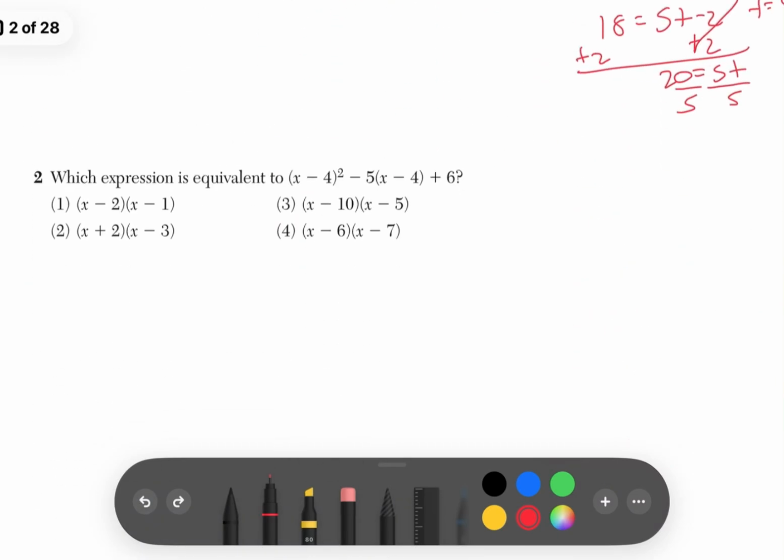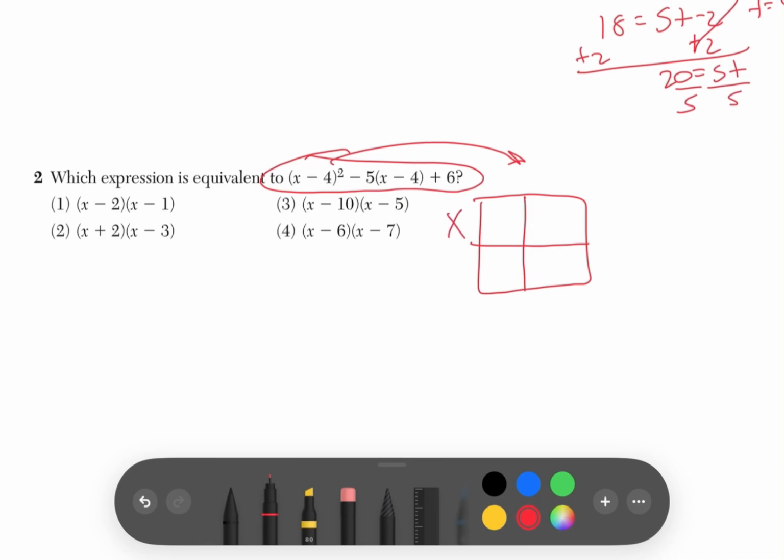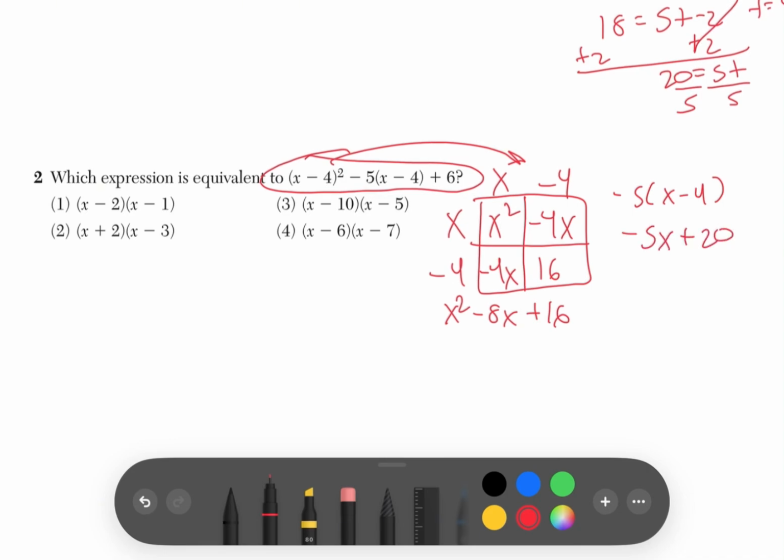Question 2 is asking us which expression is equivalent to this right here. So we want to simplify this first and foremost. So let's simplify x minus 4 squared. So we're going to do x minus 4 times x minus 4. X times x is x squared. X times negative 4 is negative 4x. Negative 4 times x is negative 4x. And then negative 4 times negative 4 is positive 16. We simplify this, we get x squared, then minus 4x minus 4x is negative 8x, and then plus 16. And now we simplify negative 5 times x minus 4. We're going to get negative 5x plus 20.